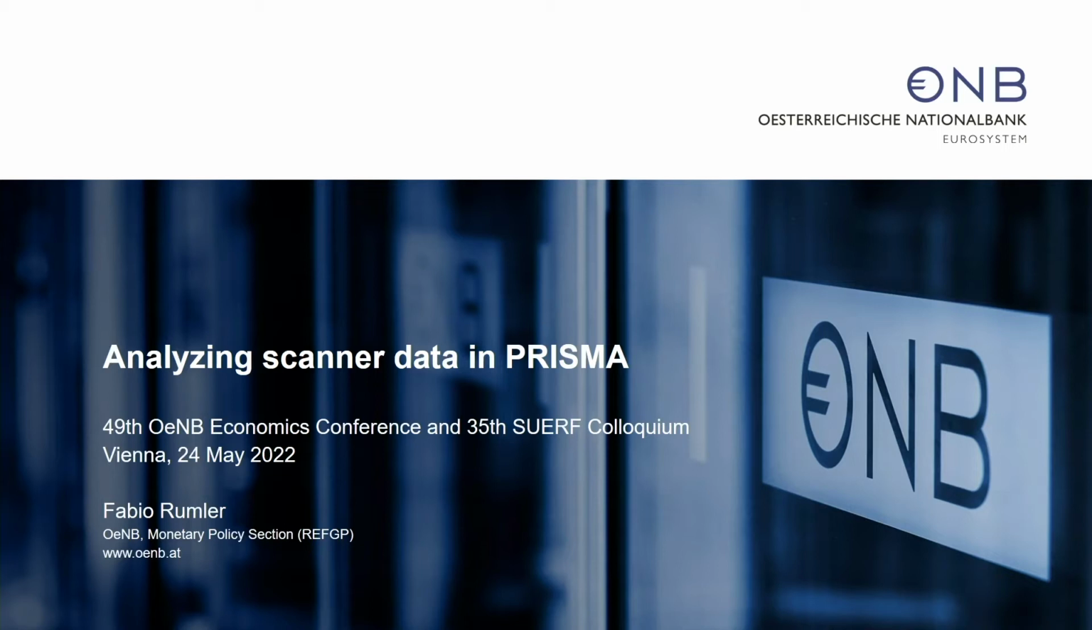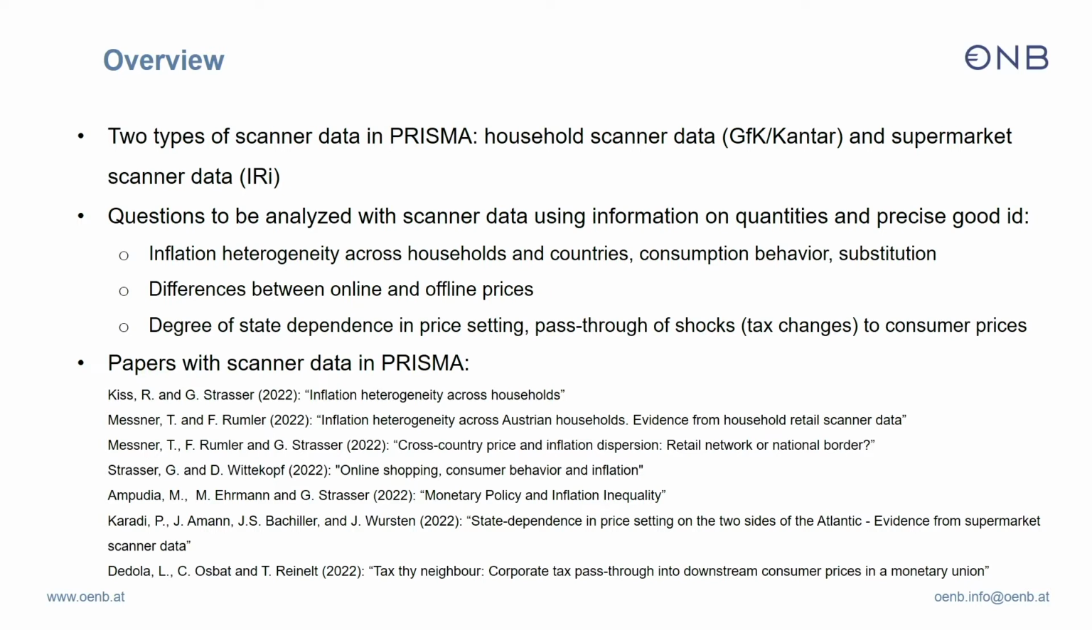And my talk is about scanner data, analyzing scanner data in Prisma. So Prisma, you know, this big research network of the ESCB. We have 3 micro data sources that we're basically analyzing, which is prices from the CPI statistic of every country, the online prices that Chiara talked about, and scanner data. And when we talk about scanner data, we have to again differentiate between household scanner data supplied by GfK and Kantar, 2 market research companies, and supermarket scanner data supplied by IRI.